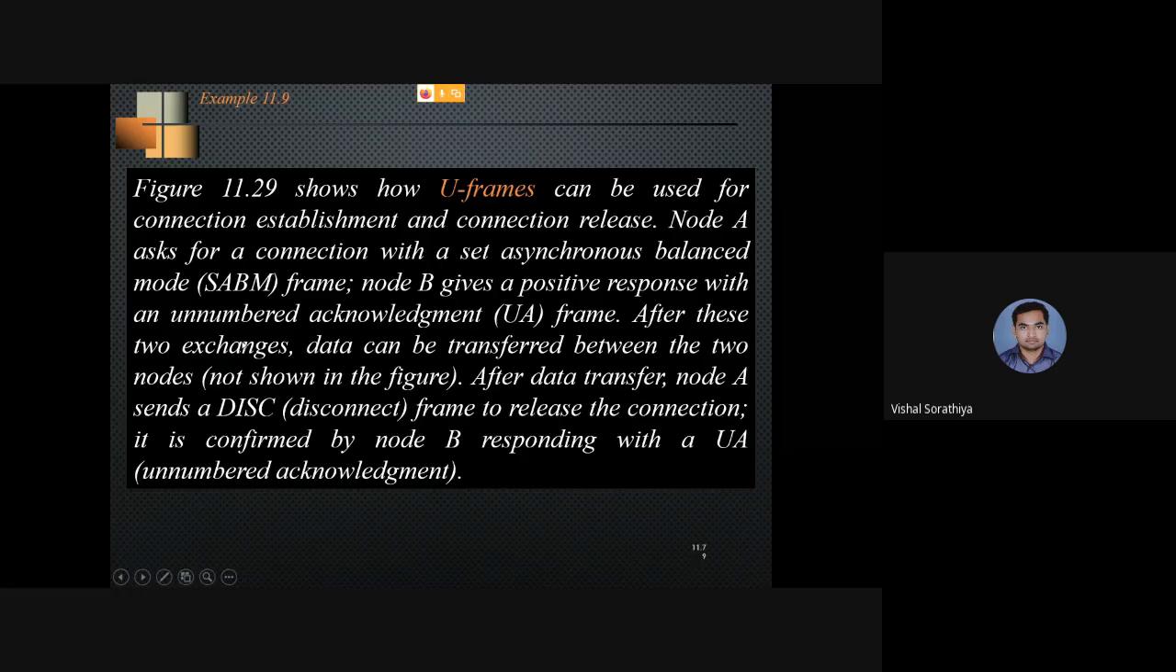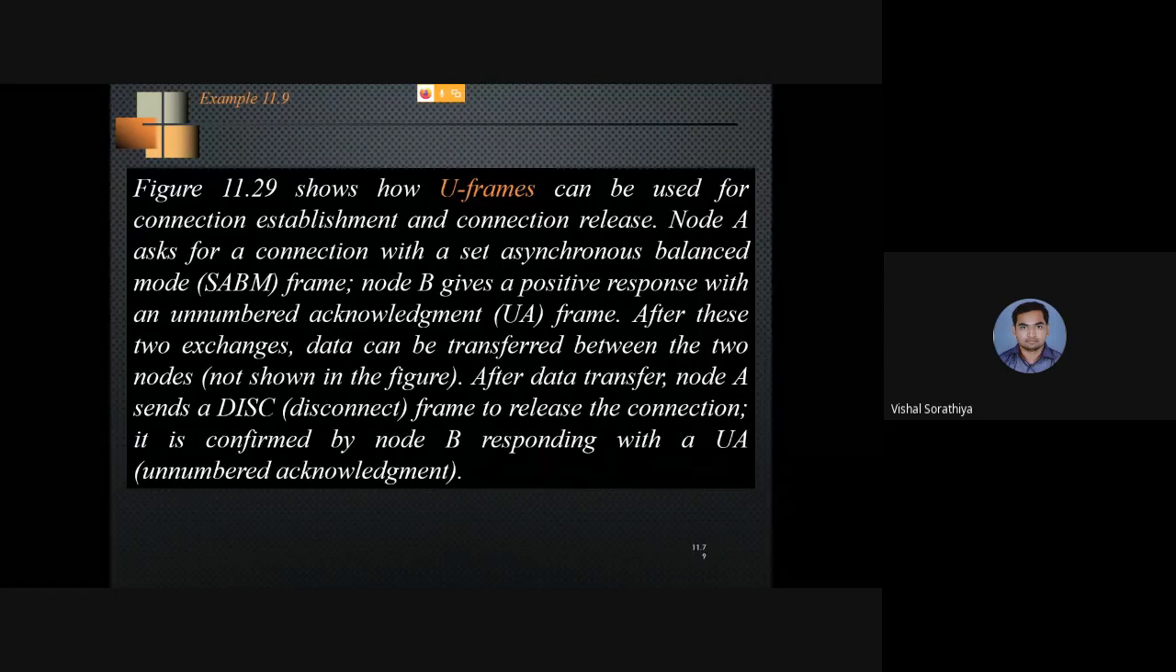So in figure 11.1, first we need to read and then we need to see what it says. It shows how the U-frame can be used for connection establishment and connection release. While node A asks for the connection with the set asynchronous balanced mode frame, node B gives the positive response with the unnumbered acknowledgement. After these two exchanges, data is going to be transferred.